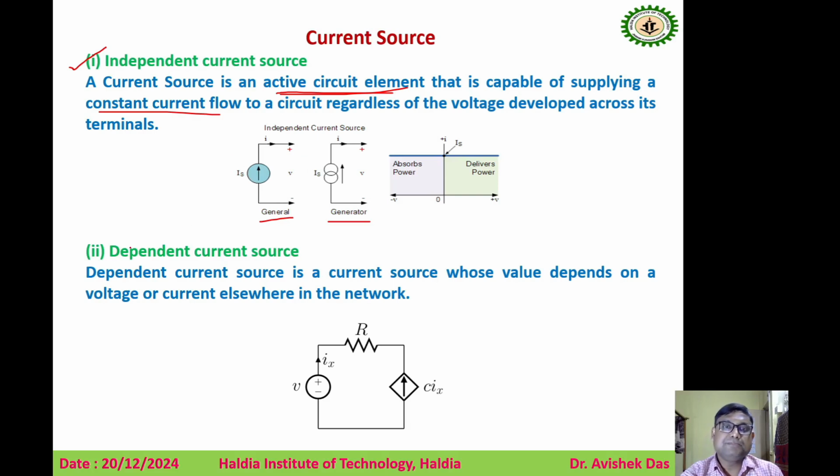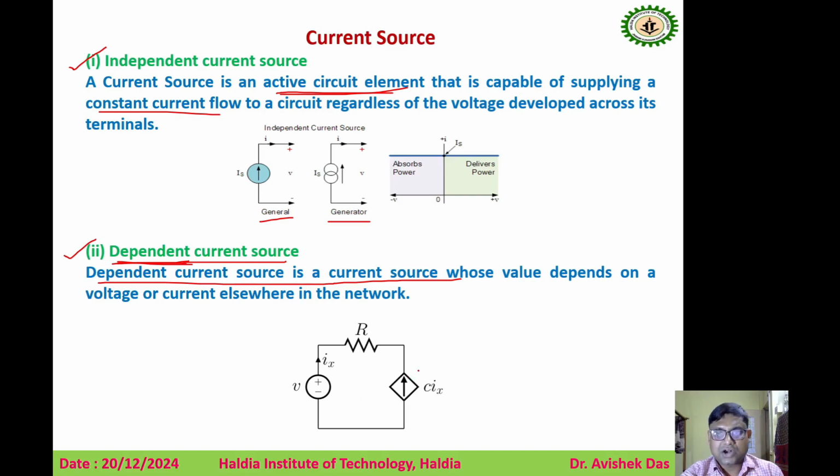Next, we discuss the dependent current source. Dependent current source, from the name you can understand, means it depends on other circuit components or other network components. That is why it is called the dependent current source. So here it is written, a dependent current source is a current source whose value depends on the voltage or current elsewhere in the network.